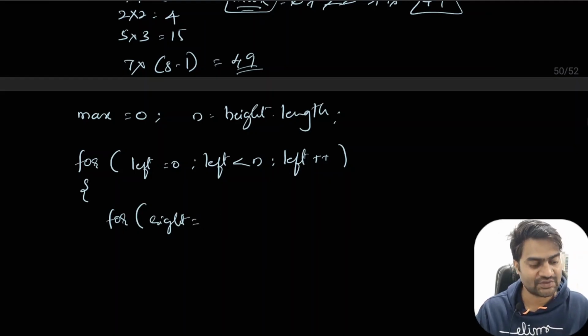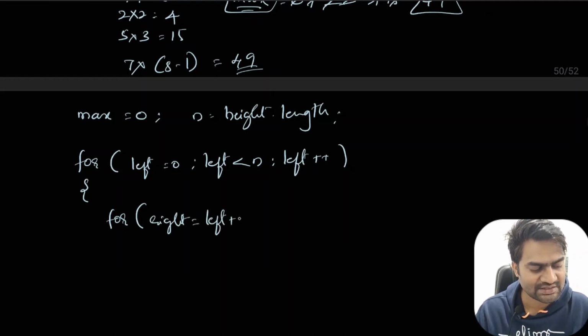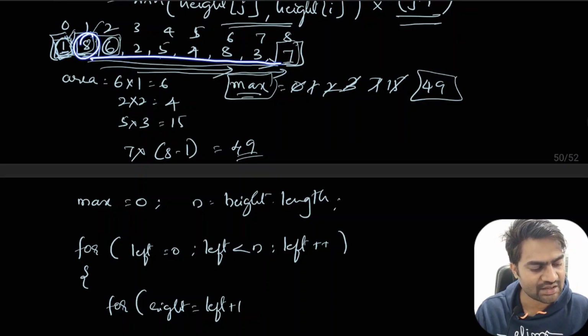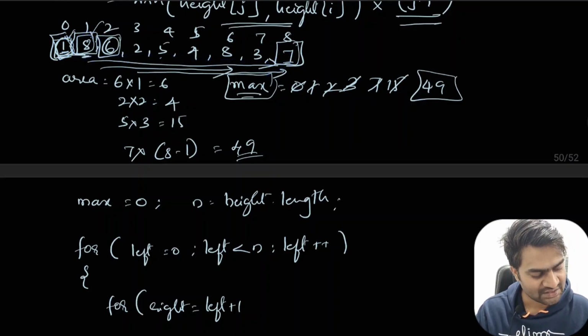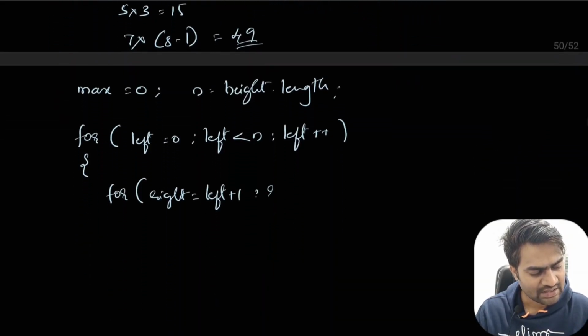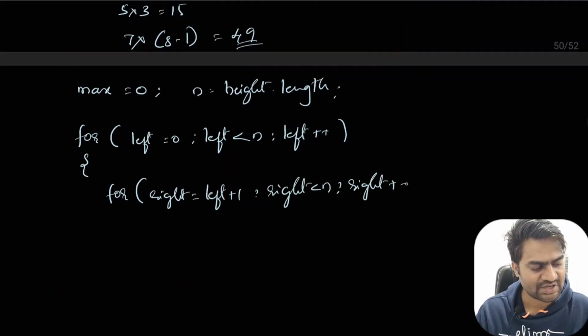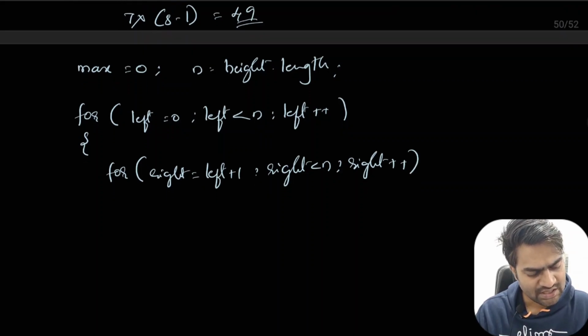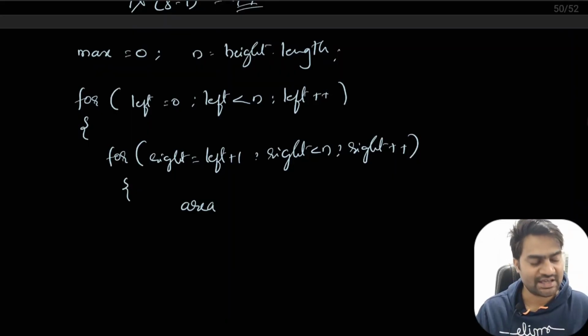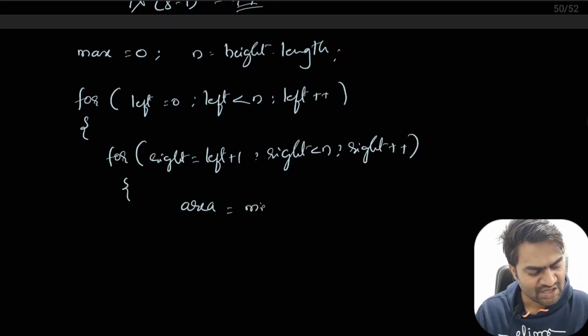Then it starts from left plus 1, because if I start at this particular one, then I started with this value, and then I proceeded further. So for that reason, I will say right equal to left plus 1, right less than n, then right plus plus.